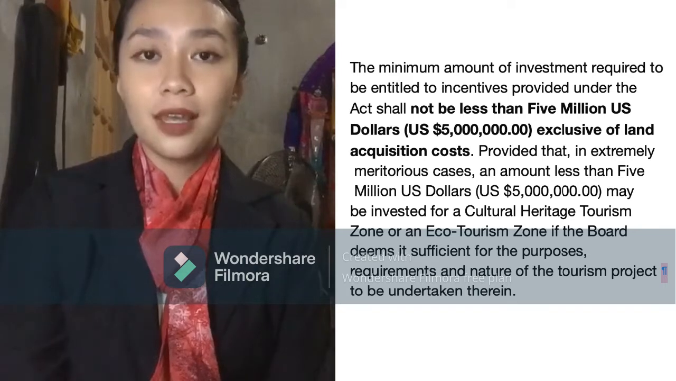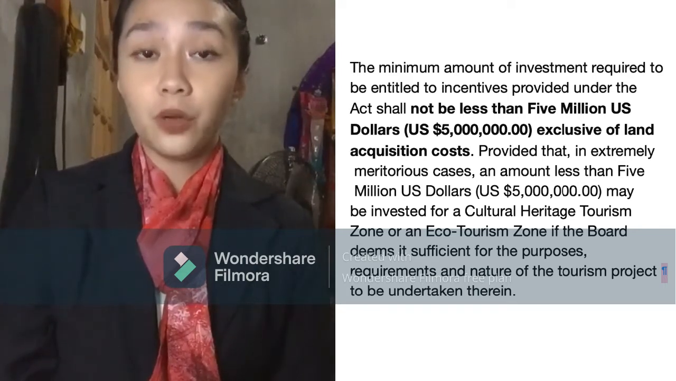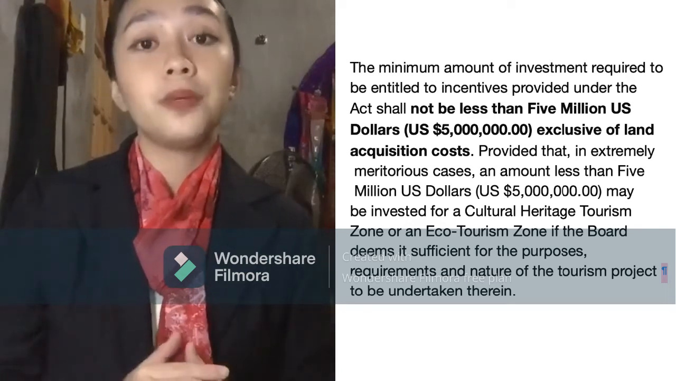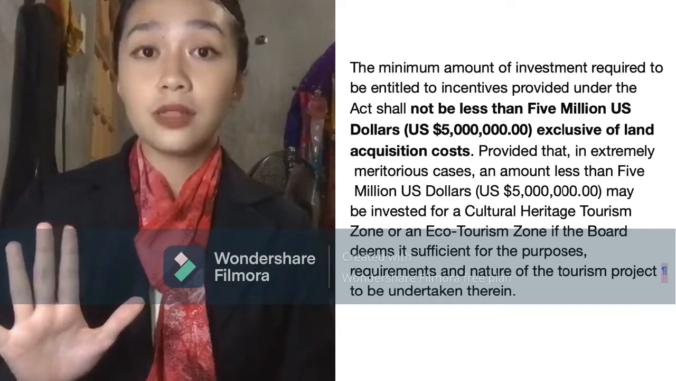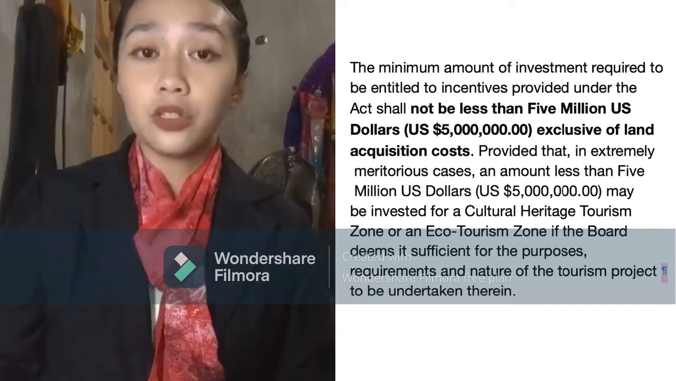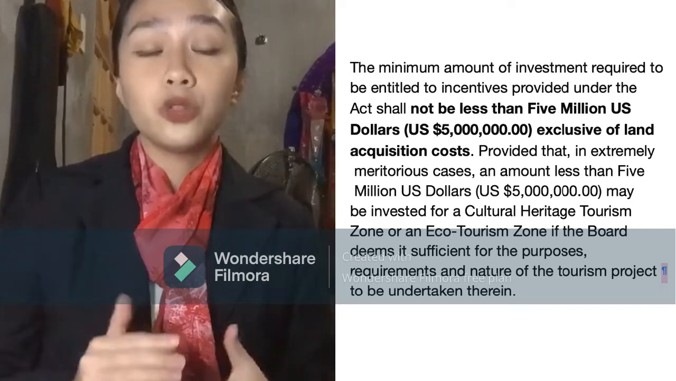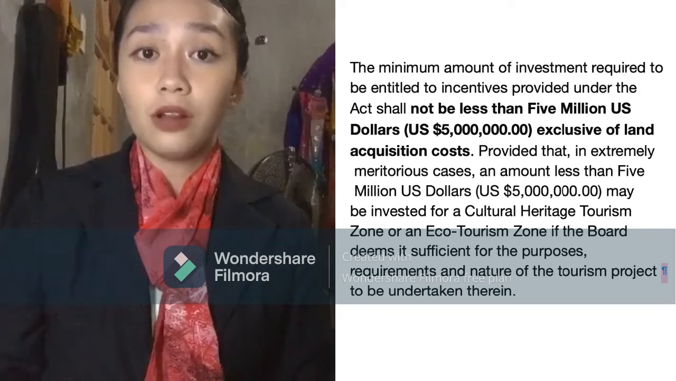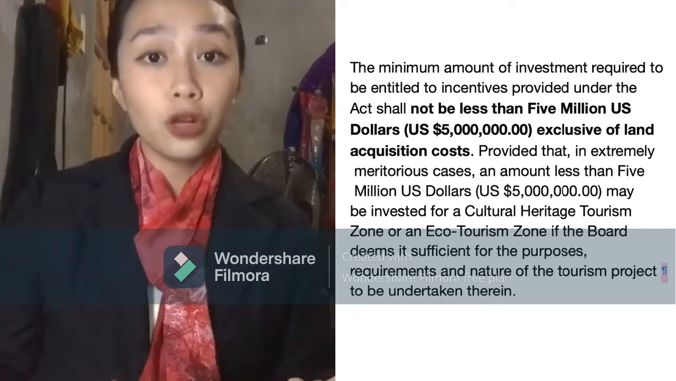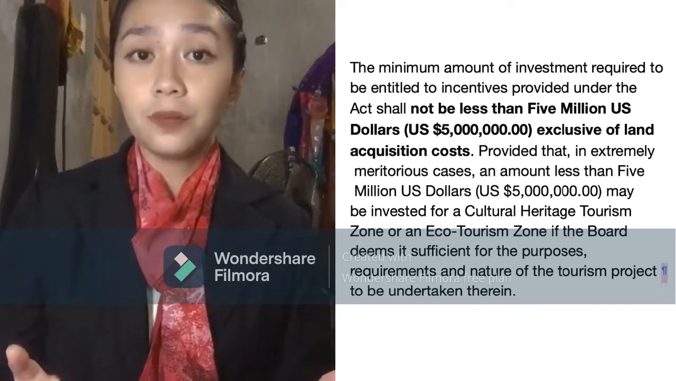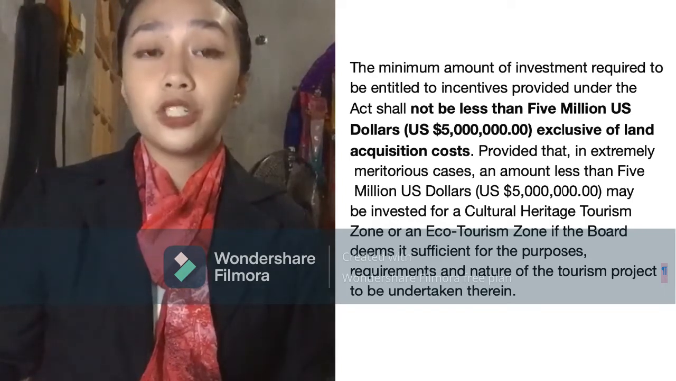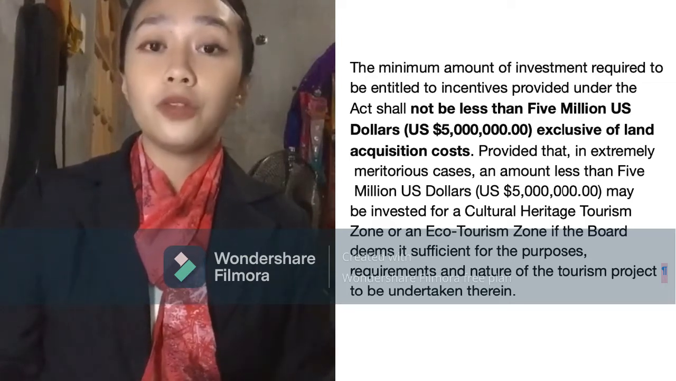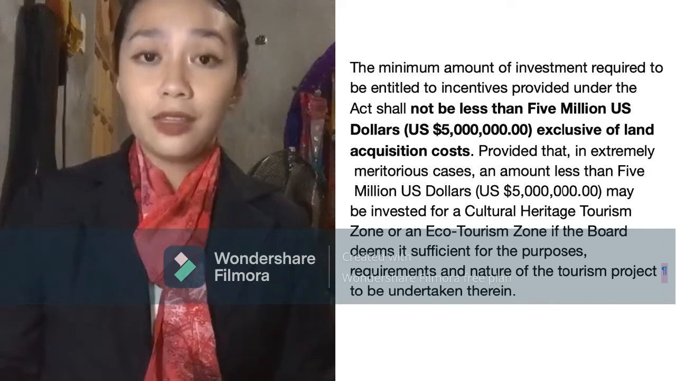Investment requirements. The minimum amount of investment required to be entitled to incentives provided under the Act shall not be less than 5 million US dollars, exclusive of land acquisition cost, except in extremely meritorious cases. An amount of less than 5 million US dollars may be invested in a cultural tourism zone or ecotourism zone, if the board deems it sufficient for the purposes, requirements, and the nature of the tourism project to be undertaken therein.